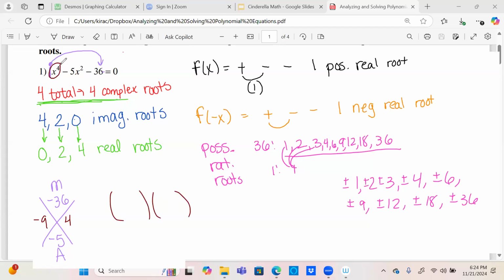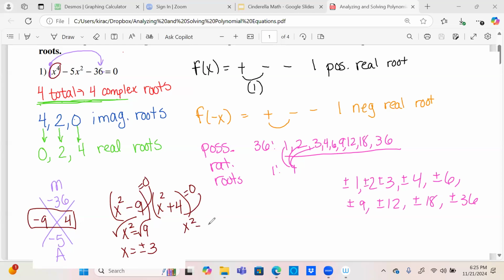See how this is x to the 4th? Cut it in half. 2 x's for me, 2 x's for you. Take these numbers, minus 9 plus 4. Set to 0. This would be x squared equals 9, root, x is 3. Don't forget your plus or minus. Set to 0. X squared is negative 4, root, x equals 2i. Don't forget your plus or minus i because we were taking a negative root.